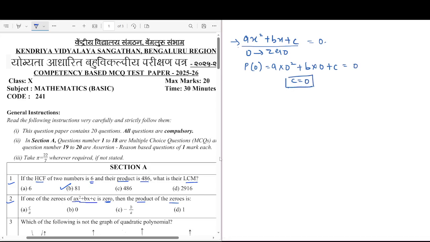Now they are saying that we have to find out the product of the zeros. We know that the product of the zeros is equal to c upon a, and the value of c we have already calculated, that is 0. So 0 upon a, and 0 divided by any number is 0. So we are getting the answer as 0. We can see here that option B is the correct option.